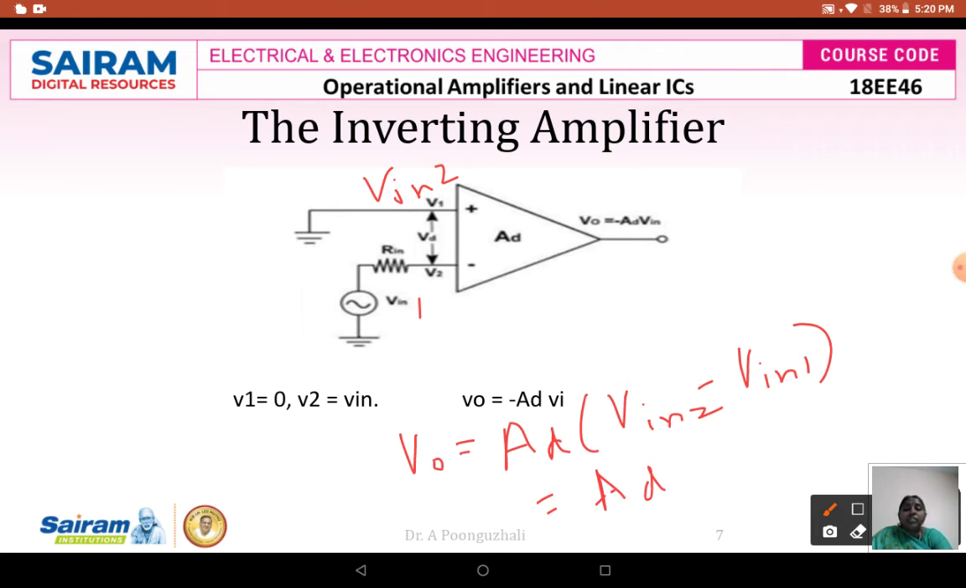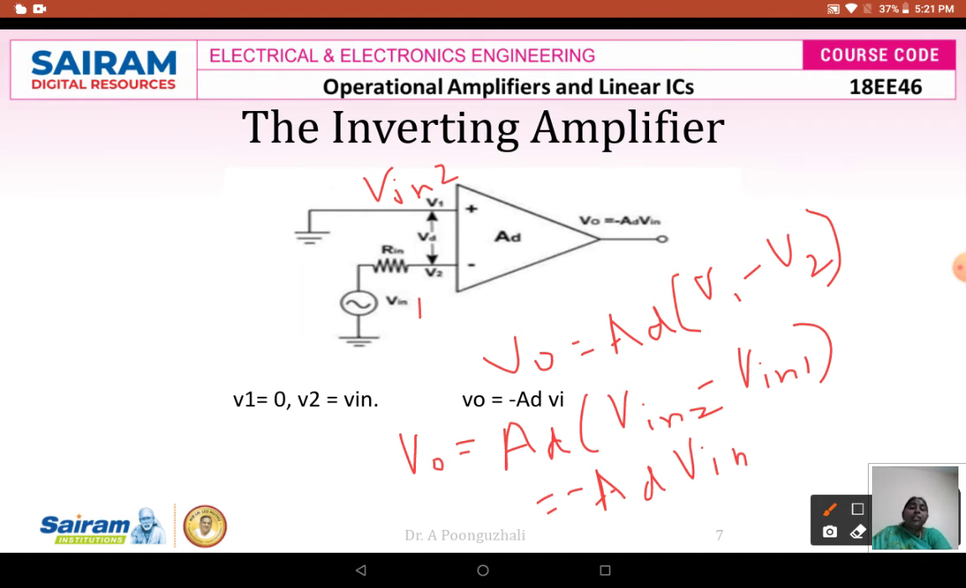So V0 is equivalent to AD into V1 minus V2. V1 is 0 because it is an inverting amplifier, the non-inverting terminal is connected to ground, and V2 is your V in voltage. So we write V0 is equivalent to minus AD into V in.